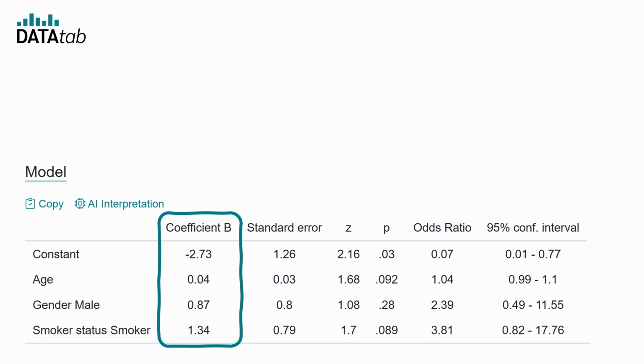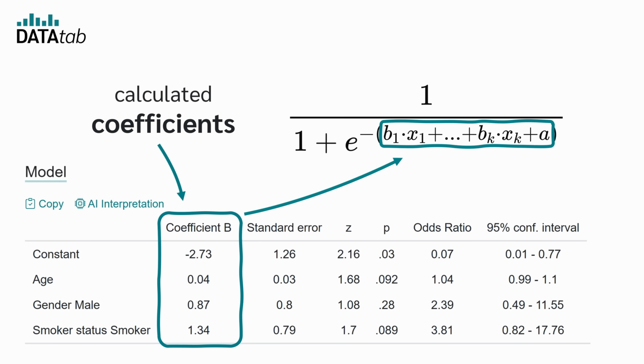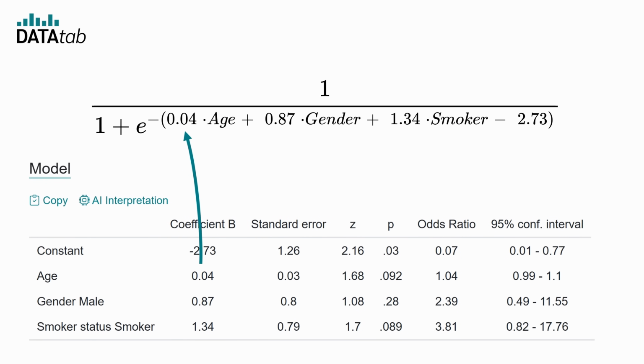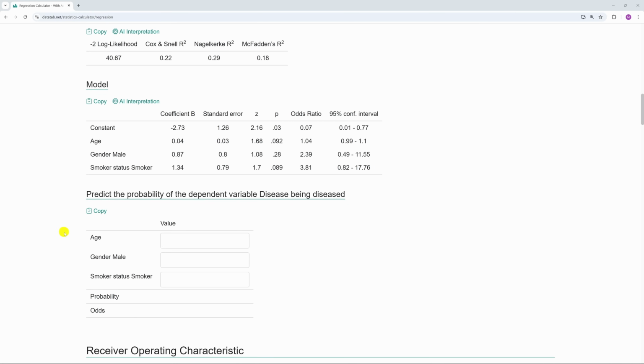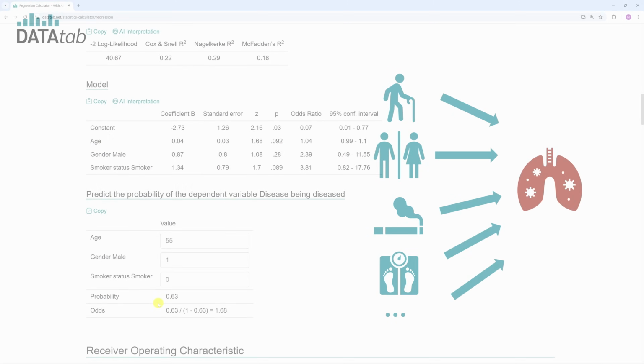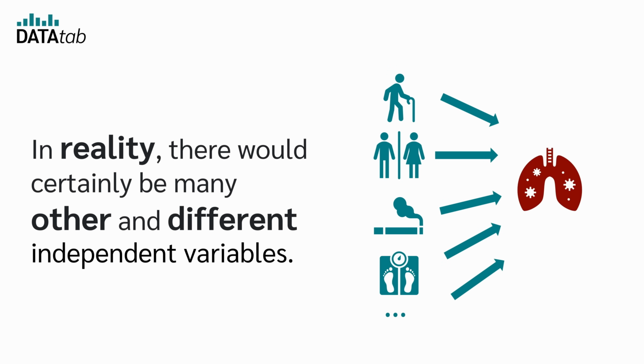In the first column, we can read the calculated coefficients from our model. We can insert these into the regression equation. So we get the coefficients for age, gender, smoker, and the constant. For example, for a person who is 55 years old, is male, and is a non-smoker, we get a probability of 36%. Thus, it is 36% likely that a 55-year-old male non-smoker is deceased. In reality, there would certainly be many other and different independent variables.